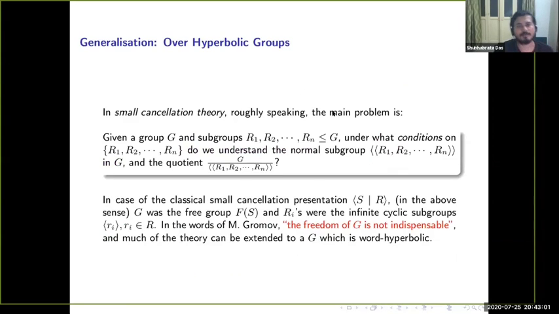So now the main question, the guiding question, becomes this: if we are given a group G and subgroups R1, R2, ..., Rn, what should be the conditions that we put on this collection of subgroups so that we understand the normal subgroup generated by these subgroups of G, and the quotient of G by this normal subgroup generated by the Ri's.